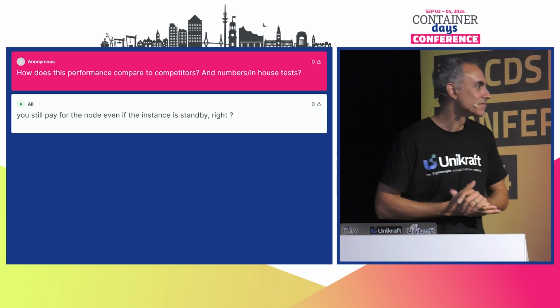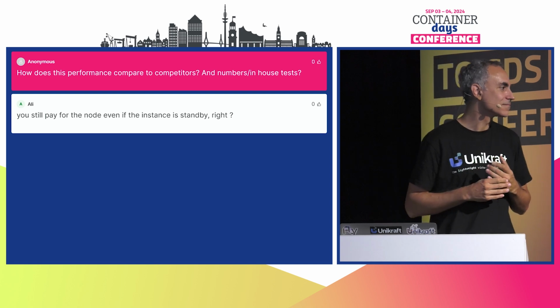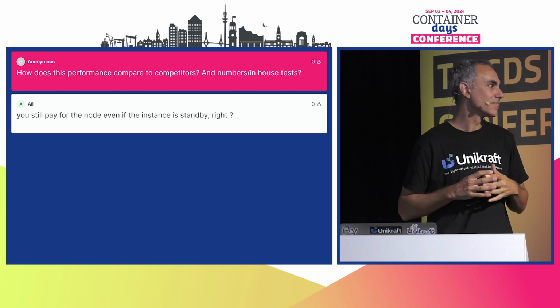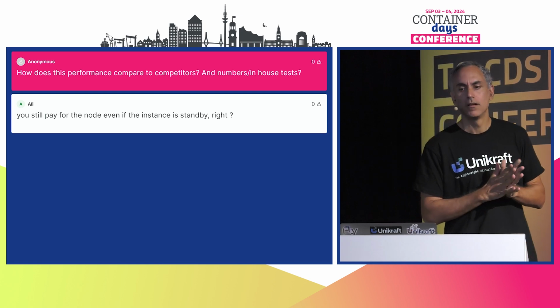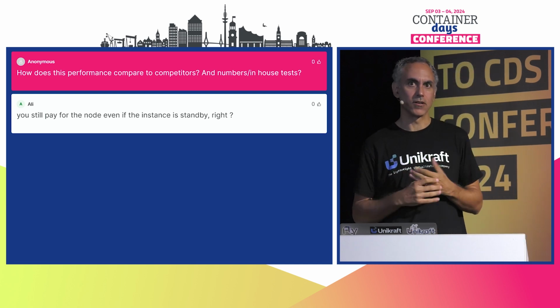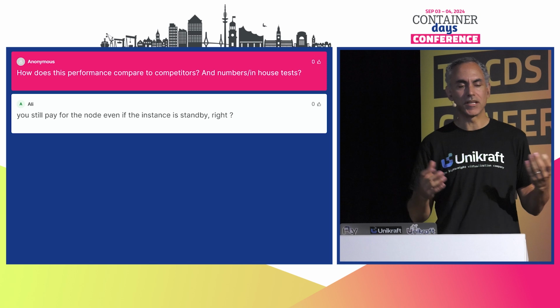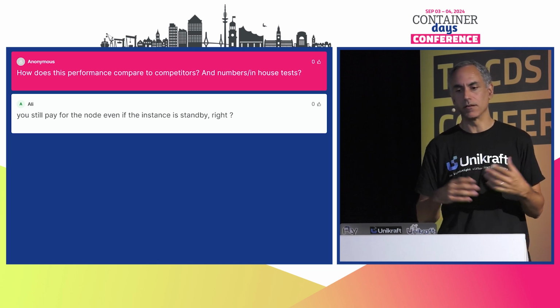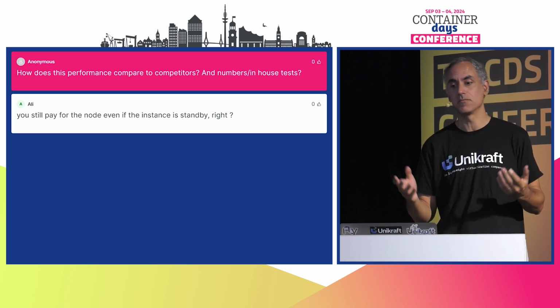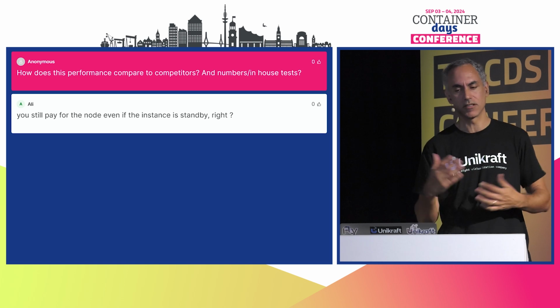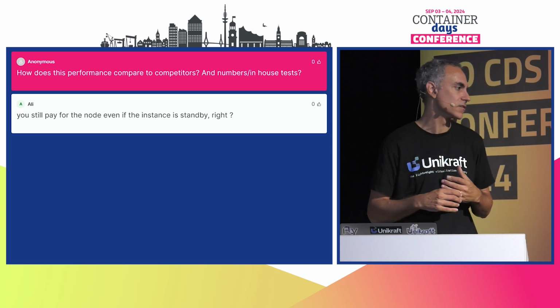And then there's one, I thought, interesting question. How does this performance compare to competitors, any numbers or in-house tests, if you have any? Yeah, so for instance, cold boots, if you go to Google Cloud Run or Lambda, these things can take, depending on who you go to, could be seconds, could be hundreds of milliseconds. Here we're talking tens of milliseconds, so we're talking orders of magnitude difference normally.